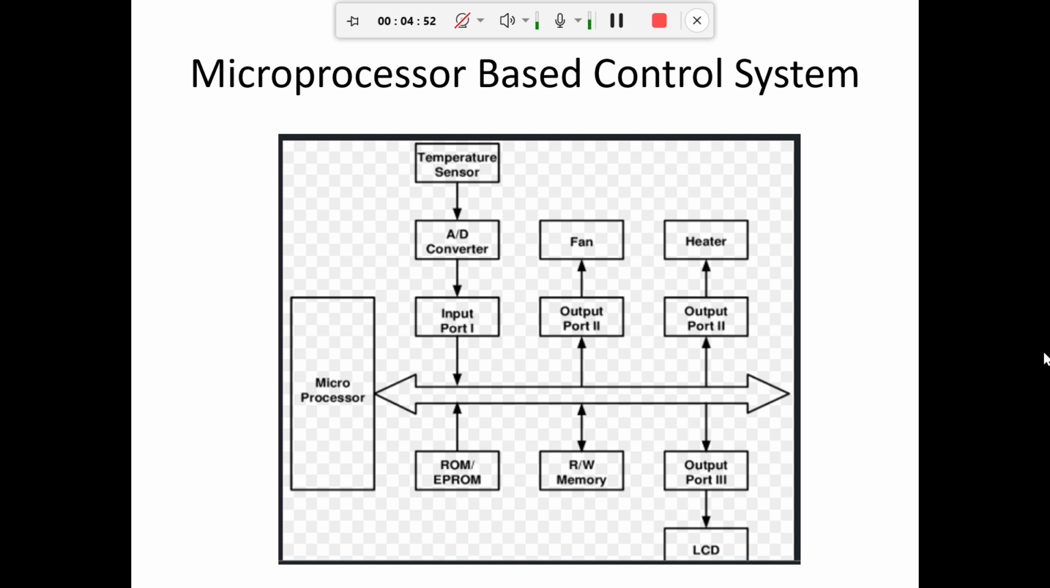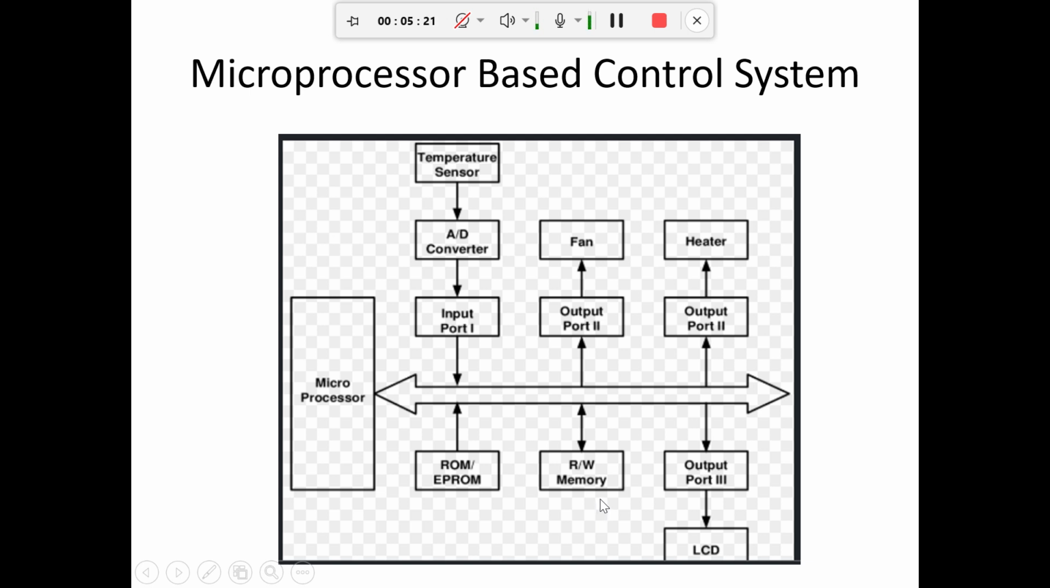Now, there is no memory in the microprocessor. If you want to use memory to store the program, then we have to use it externally. Similarly, while processing, if there is any temporary storage of results, you may require RAM, and that also you have to use externally.